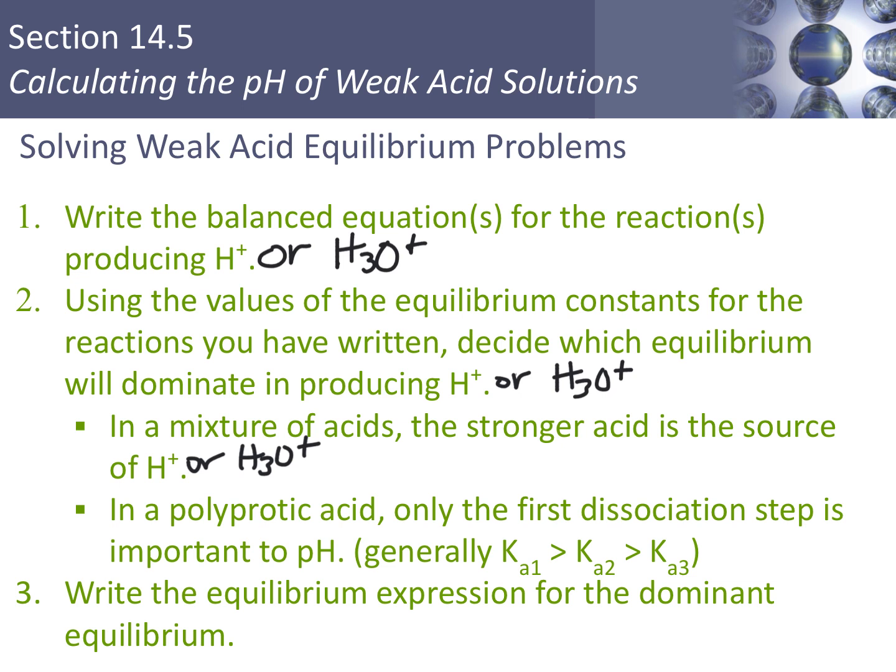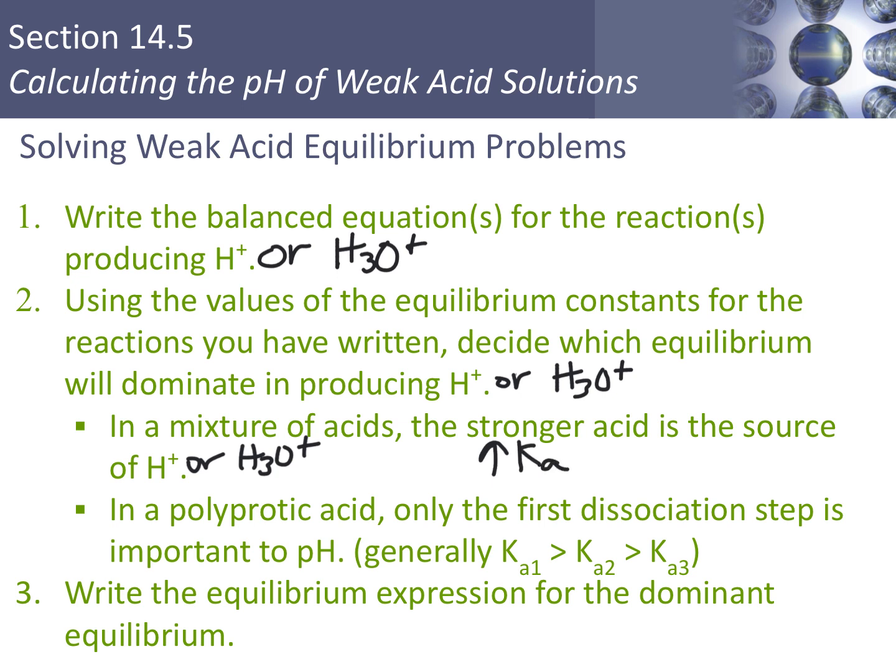Of course, we always want to start with a balanced chemical equation, and it could be more than one that produces hydronium ion in solution. So we'll want to take a look at all the reactions and then consider which reaction is going to be the most significant source of hydronium ion in order to calculate out the pH. For example, if we have a mixture of weak acids, we're going to go with the stronger acid as the source of hydronium. Remember, with a stronger acid, you're going to get a higher Ka value.